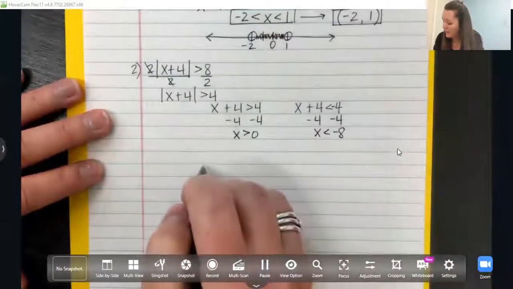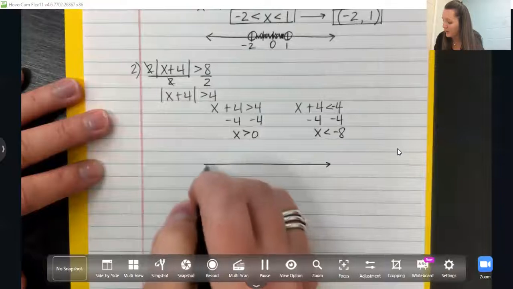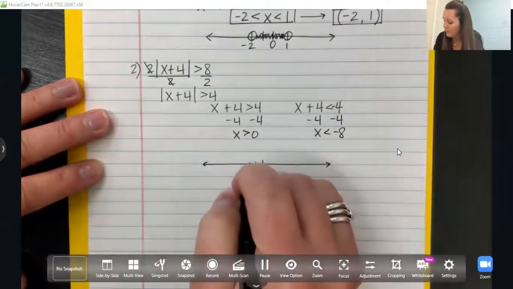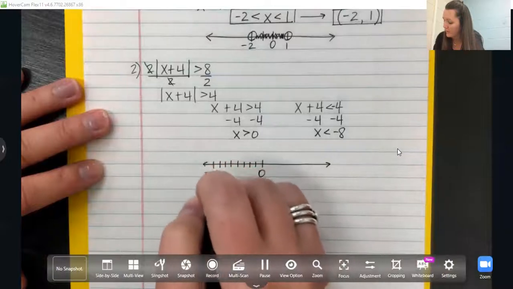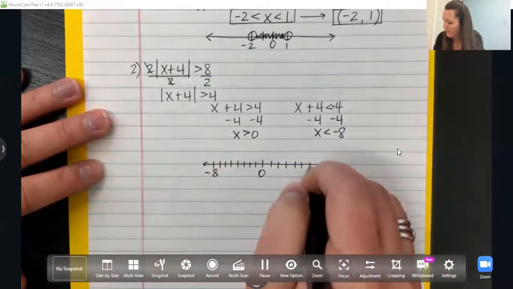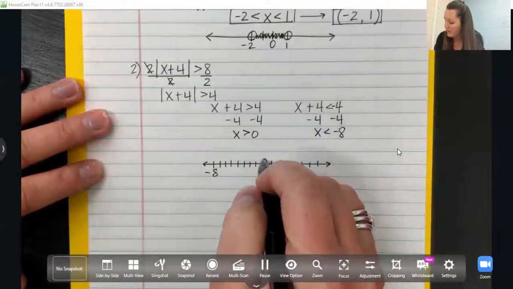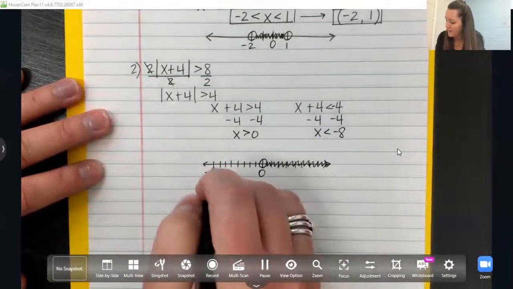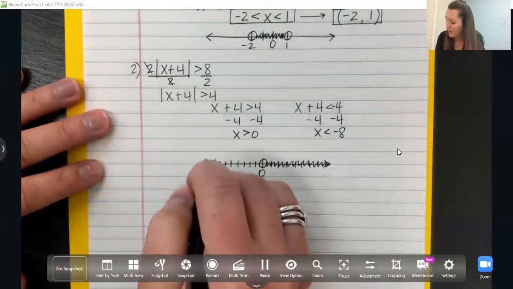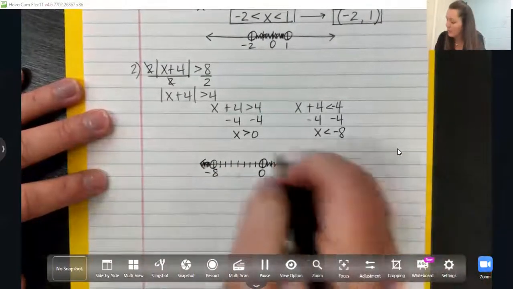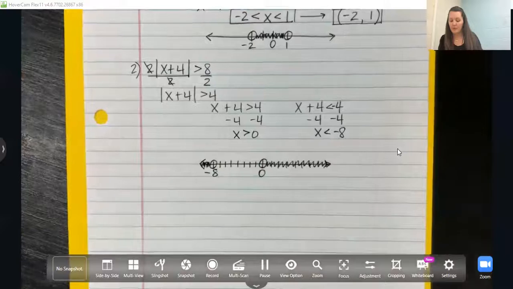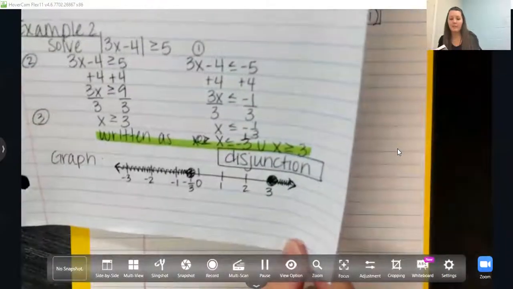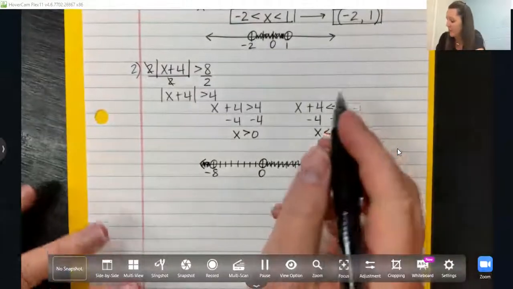So let's see on the graph what kind of solution we have. We have a conjunction or a disjunction. So there's 0, negative 8. If x is greater than 0, shading away, right? X is less than negative 8, shading away. So it's a disjunction. So we're going to say, like our example on the last one, with that union sign, right? Because they go to infinity.